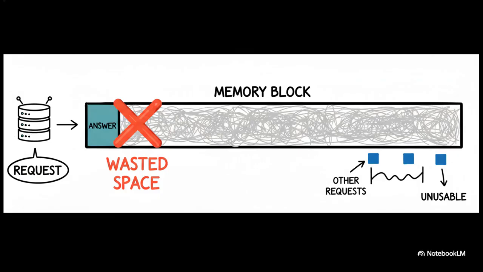So why? Why is there so much waste? Well, this diagram explains it perfectly. The old way of doing things is just way too cautious. For every single question you ask, the system sets aside a huge single chunk of memory, a chunk big enough for the longest possible answer it could ever generate. But think about it. Most answers are short, right? So all that extra space it reserved, it just sits there, empty, and totally unusable by anyone else.